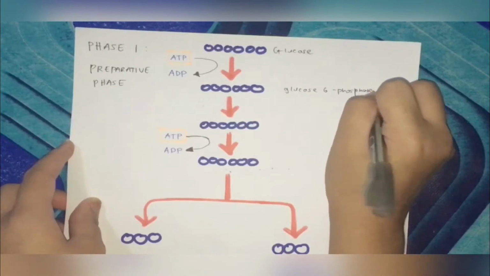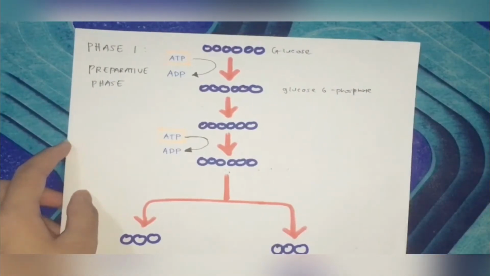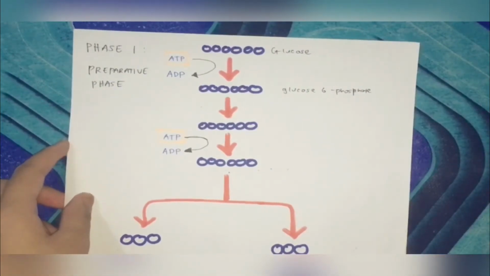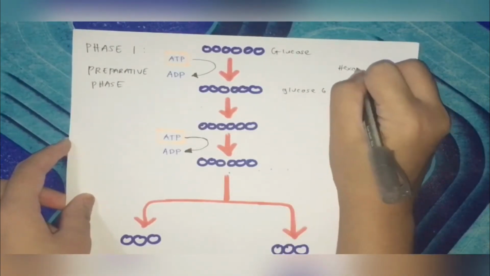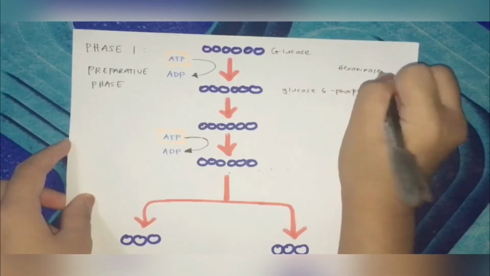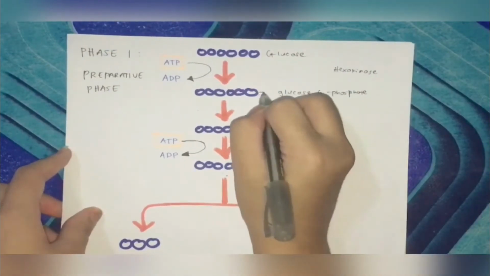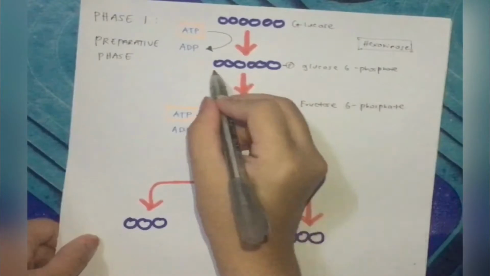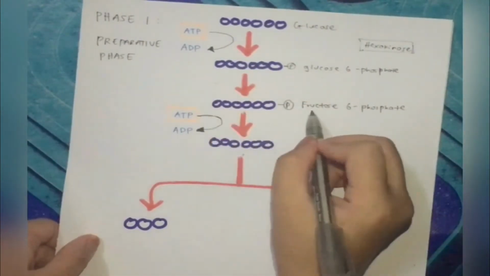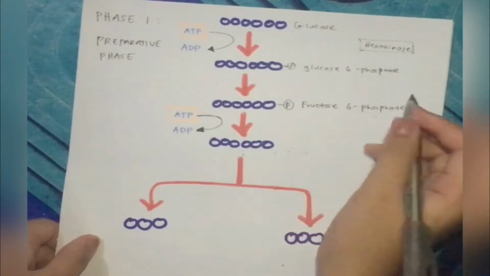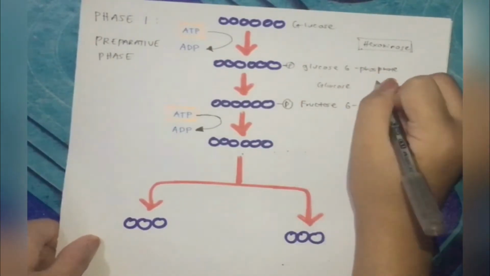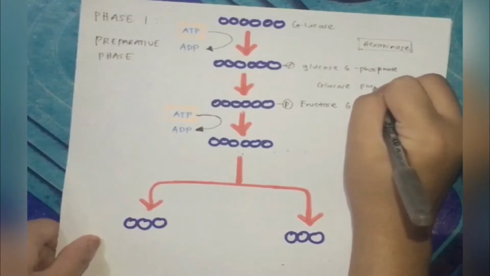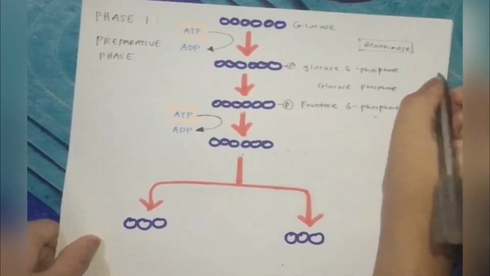During this phase, the conversion of glucose into glucose 6-phosphate occurs and is catalyzed by the enzyme hexokinase. The next step is glucose 6-phosphate being rearranged into fructose 6-phosphate by an enzyme called glucose phosphate isomerase.